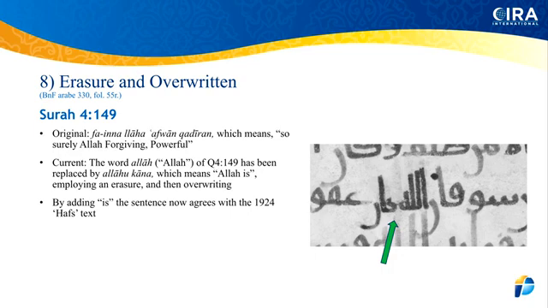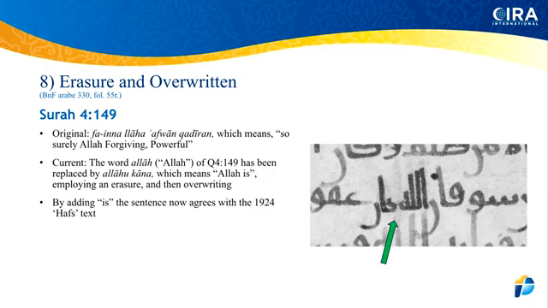Why don't you read the original there? The original says, "fa-inna lillahi 'afuwwan qadiran," which means "so surely Allah forgiving, powerful." You can see there's a problem there. And I think he meant "ghafuran": "fa-inna Allaha ghafuran qadiran." Now, currently, the word Allah of 4:149 has been replaced with Allahu Kana, which means "Allah is," employing an eraser and then overwriting it. So you can see the eraser underneath. If you look at it, it's very indistinct. And I want to say again, the word could also be read afuwan, meaning forgiven, or ghafuran, so there are many ways you can read this.